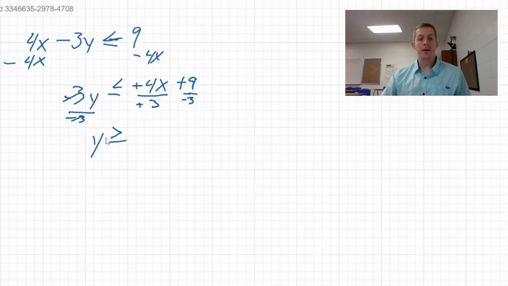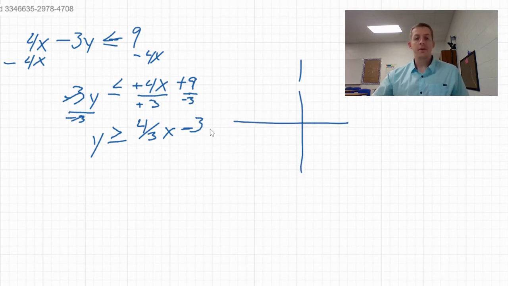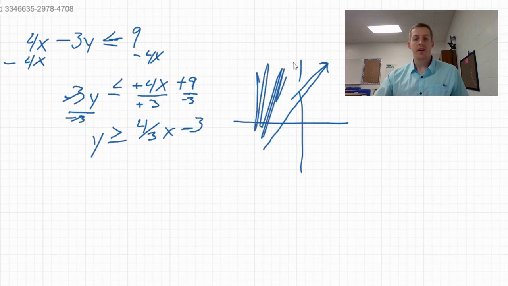That's going to be a positive 4/3 x. This is now a negative number, minus 9 divided by 3 is 3. I can't believe I had to think about that. So when we graph this, any value that is greater than this line, so let's say it looks something like this, well, sort of. Any greater value is going to be shaded up here.